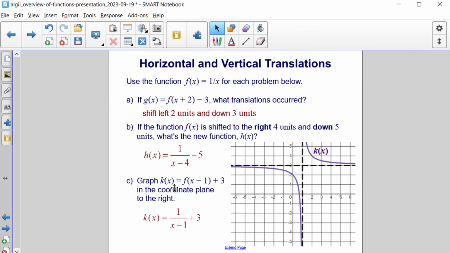And here are the solutions to these 3 example problems, and their solutions do match the solutions that we found. g of x shifted f of x left 2 units and down 3 units. If we rewrite h of x, which is f of x when it is shifted to the right 4 and down 5, it becomes h of x equals 1 over x minus 4 and then minus 5. And then graph k of x, which is equal to f of x minus 1 plus 3, in the coordinate plane to the right. Here we see its graph, and the function for k of x is 1 over x minus 1 plus 3.